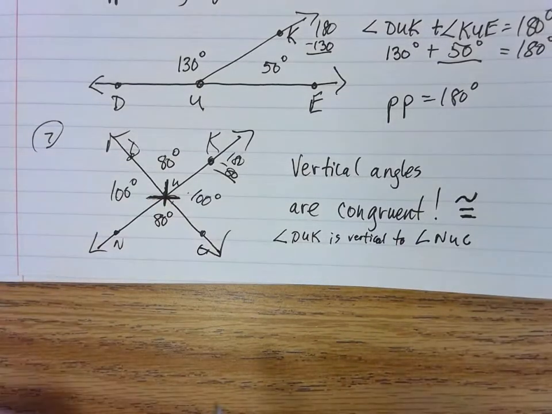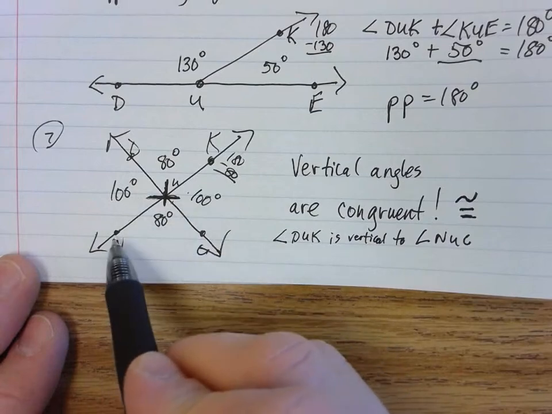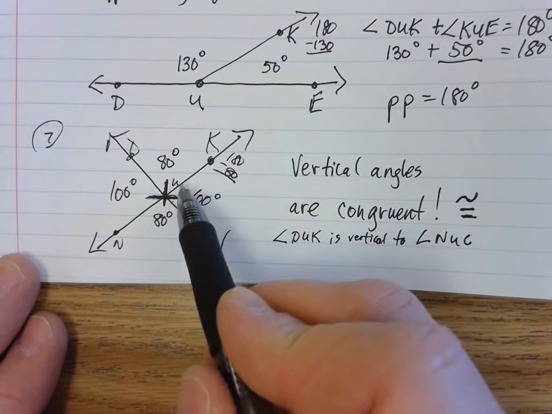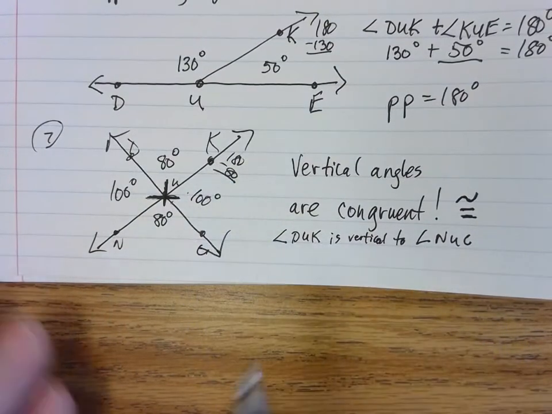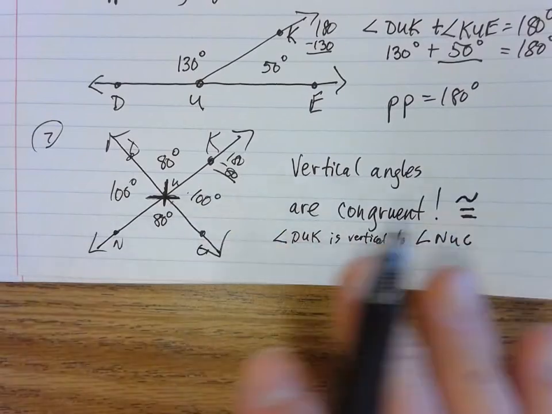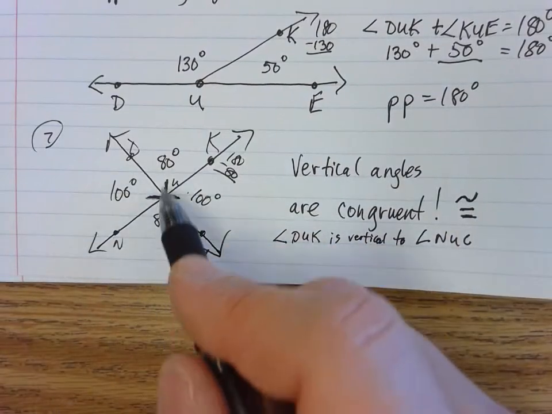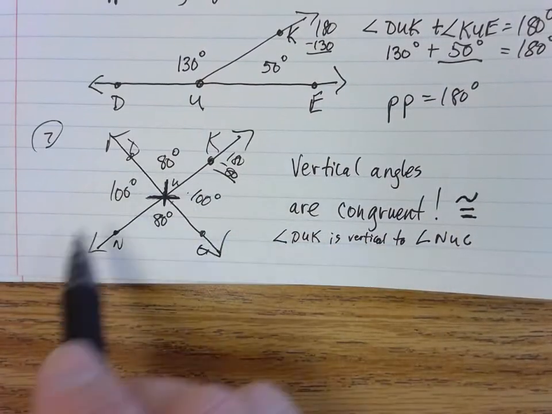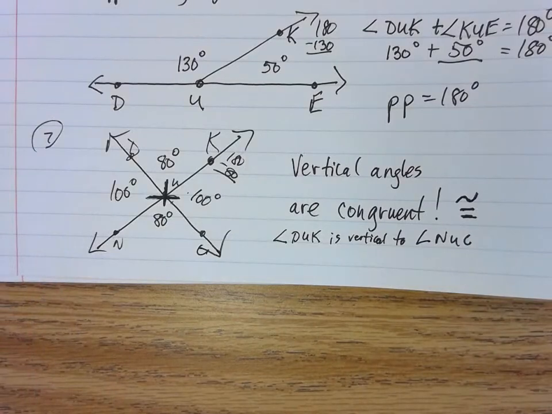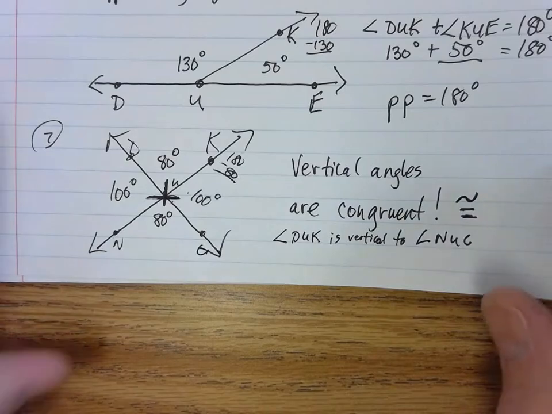Okay? Angle DUN is vertical to angle KUC. So the ones that are directly across from each other are vertical. So the 80s are vertical to each other. The 100s are vertical to each other. And they are congruent. So there's another little topic for today's discussion.